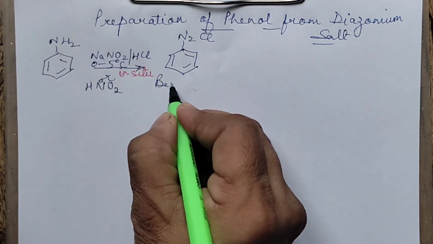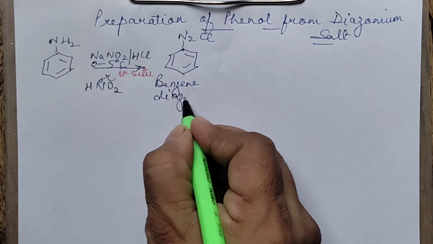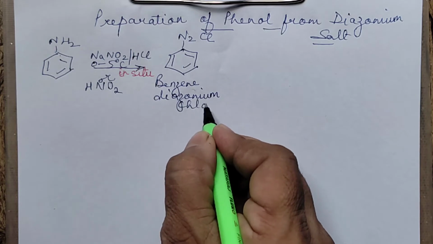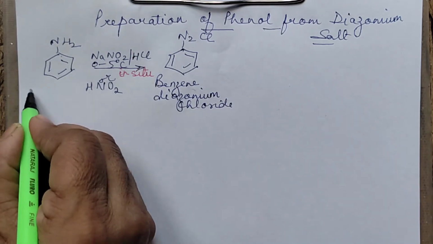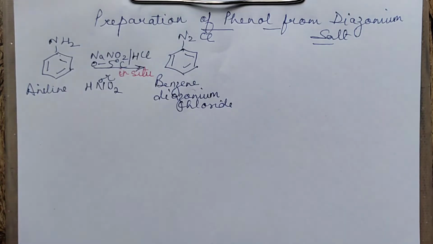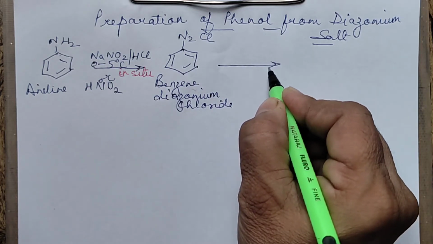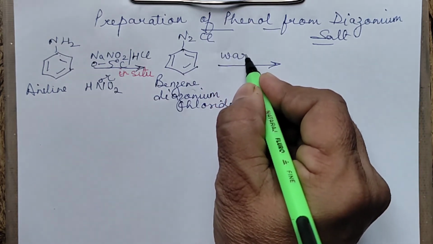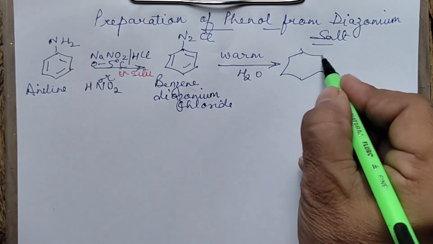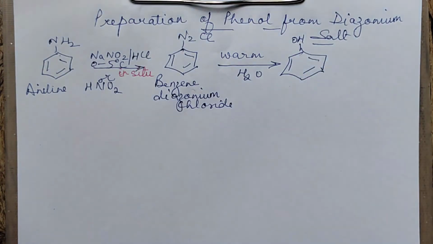This is benzene diazonium chloride. Benzene diazonium chloride. And what is this? Aniline. Aniline, or if you are writing the other name, it can be benzene amine. Right. Now this benzene diazonium chloride, when it is treated with warm water, it results in the formation of phenol. So if you are learning that reaction, this is the reaction.